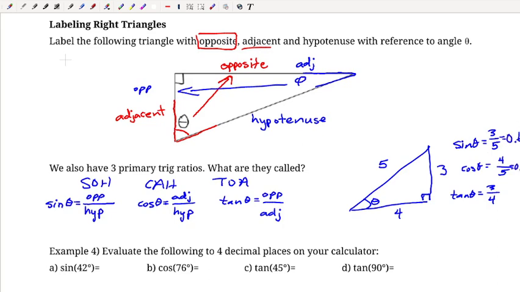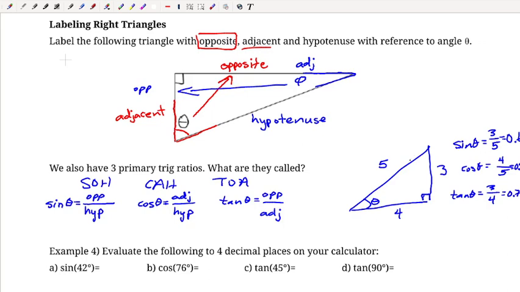This is equal to 0.8. This is equal to 0.75. In this case, they all happen to be terminating decimals. They aren't always. In fact, most of the time, they are irrational numbers that have no pattern and no end, but they can be. So in this particular triangle, these would be my trigonometric ratios.